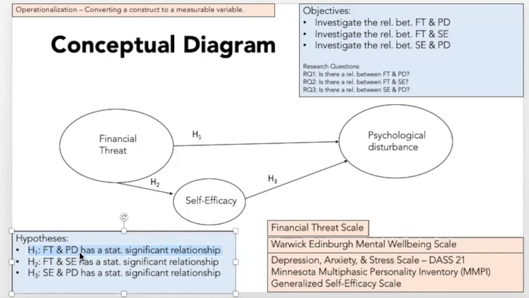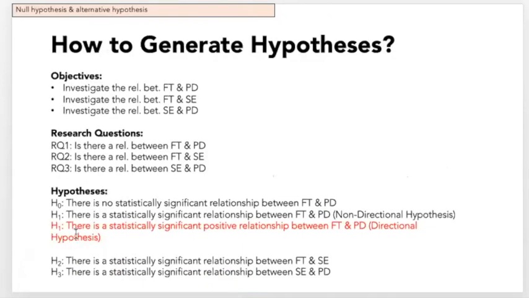Depending on your data, if your data supports it, you accept this hypothesis. If your data doesn't support, then you have to reject this hypothesis and accept the null hypothesis. We'll spend some more time with hypotheses so that you would learn how to exactly come up with these alternative hypotheses and null hypotheses. So here I have done a demonstration. There is no statistically significant relationship. There is a statistically significant relationship. So this is H0, this is H1.